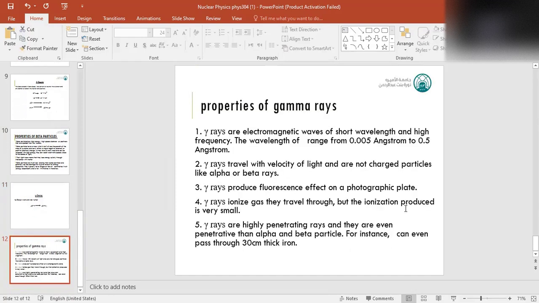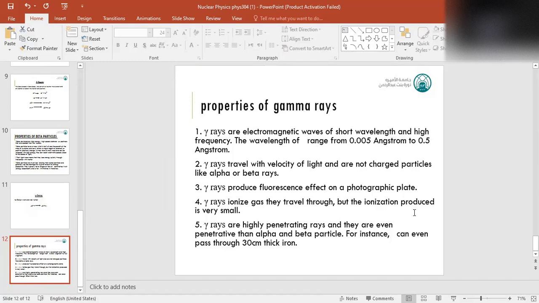Gamma rays are electromagnetic waves of short wavelength and high frequency. The wavelengths range from 0.005 angstrom to 0.5 angstrom. Gamma rays travel with the velocity of light. Gamma rays produce a fluorescence effect on a photographic plate. Gamma rays ionize a gas that they travel through, but the ionization produced is very small.